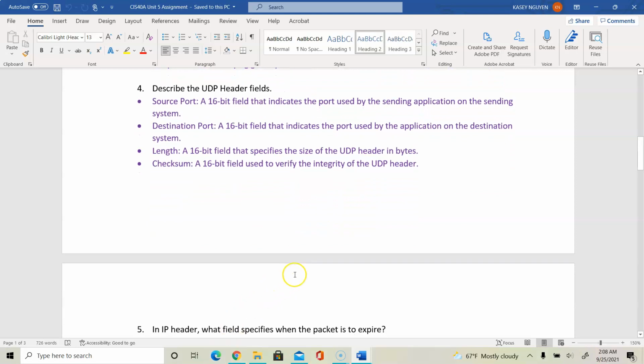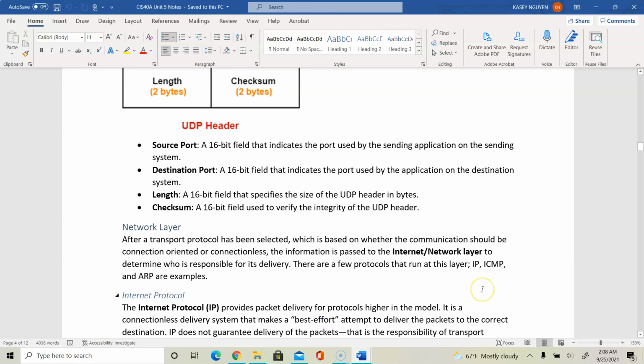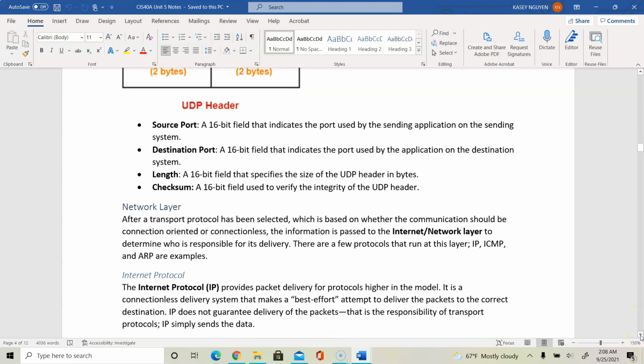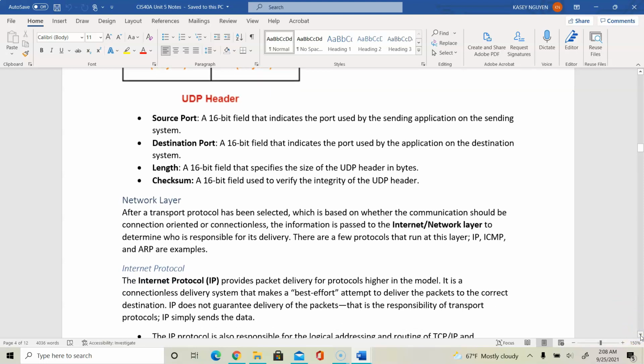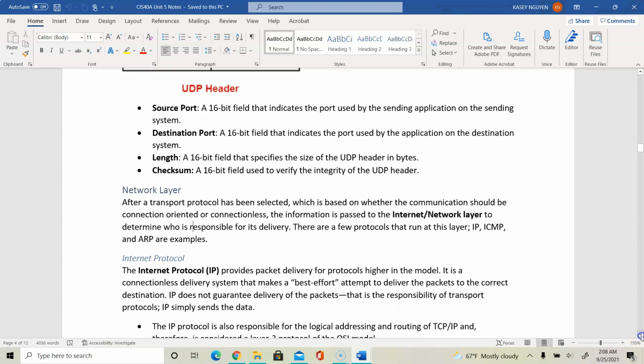Next, we are going to talk about the IP header fields. IP happens to be in the network layer, which is comparable between the OSI and also the TCP/IP model. So this is where we would be able to use addresses for delivery purposes. And in this layer, we know that IP, ICMP, and ARP are used. Those are the protocols that are used in this particular layer.